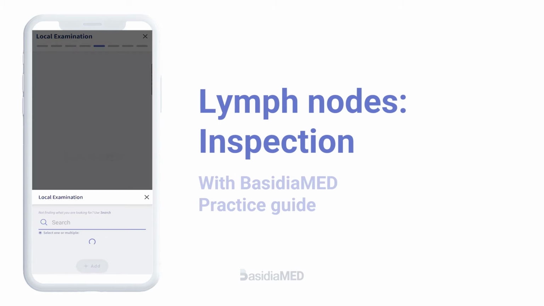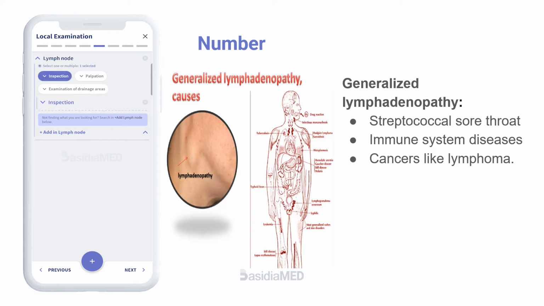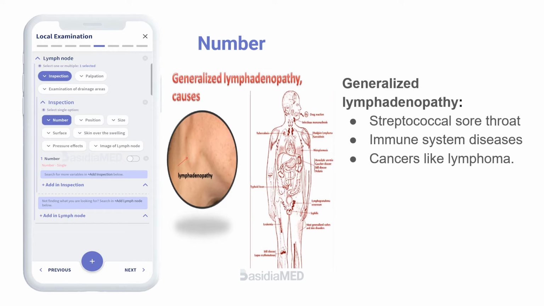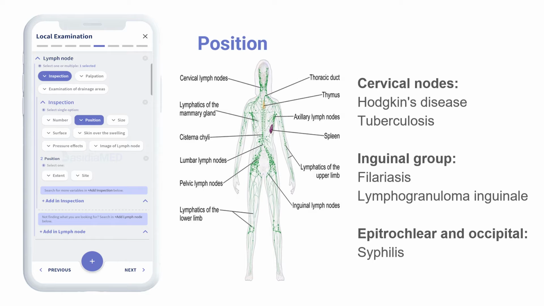Inspection of lymph nodes. Number. In most cases, only one area of node swells at a time. When more than one area of lymph nodes is swollen, it's called generalized lymphadenopathy, which is seen in infections such as streptococcal sore throat and chickenpox, immune system diseases, and cancers like lymphoma. The position gives an idea as to which group of lymph nodes is affected, and the diagnosis.